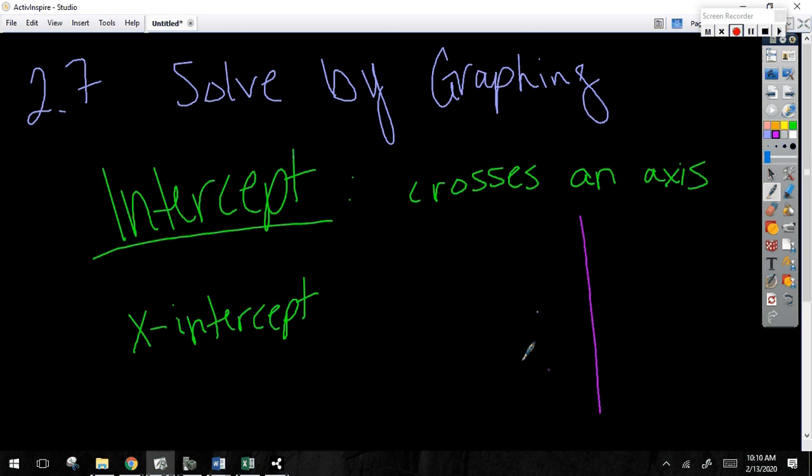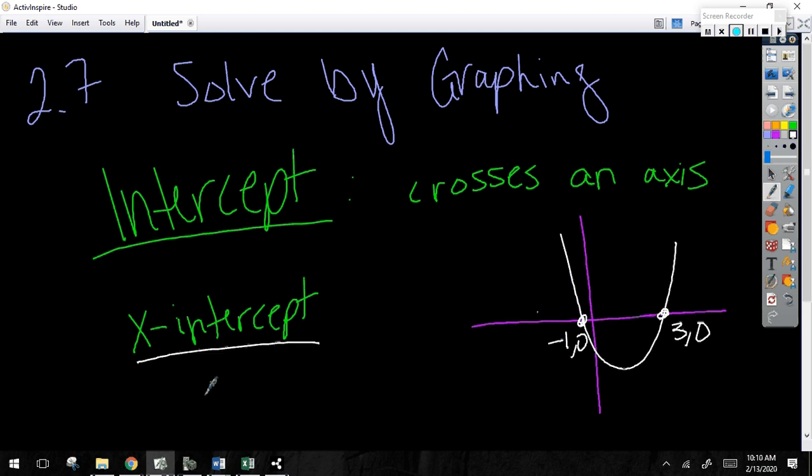Every single time, think about this graph. Let me just put a parabola on here. Let's say this was (-1, 0) and (3, 0). Every single time that graph hits that x-axis, y is going to be 0. Every time. By definition, that's what we mean by x-intercept, right? Not just that it's crossing, but that y value is 0.